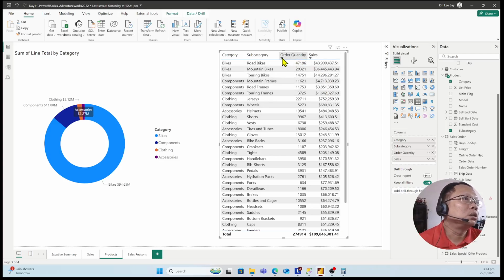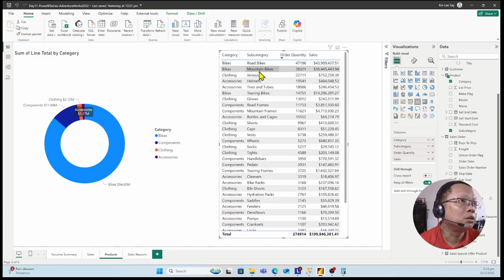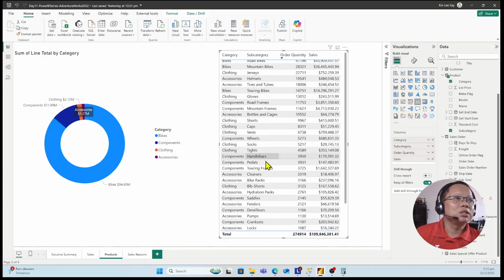So how about order quantity? I'm just playing around. Again, road bikes and mountain bikes made the most sales, the top two. Then the third is actually jerseys, at 22,711 so far. It didn't make it to millions, it's just 752,000, which I think is a good value if you are based on just jerseys. Then the next one is accessories, helmets, 484,000. So these are the data.